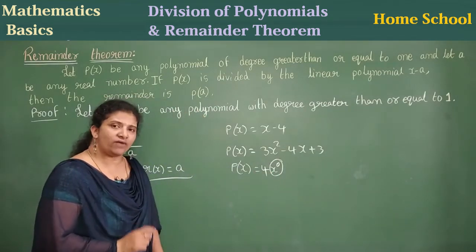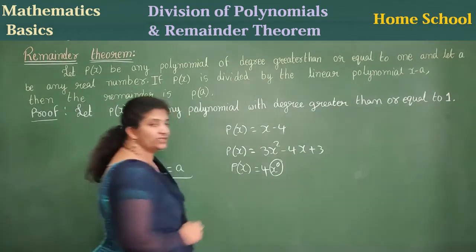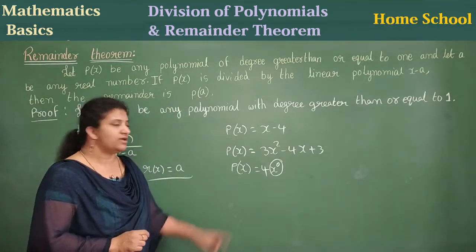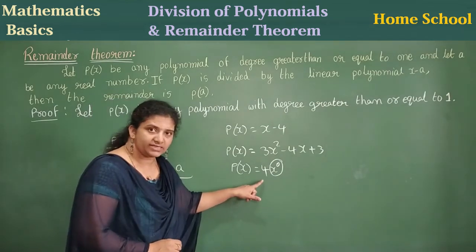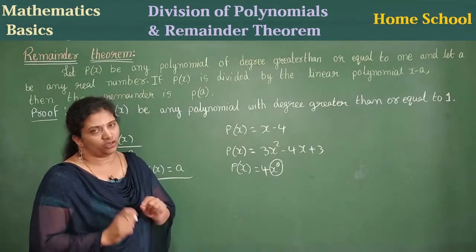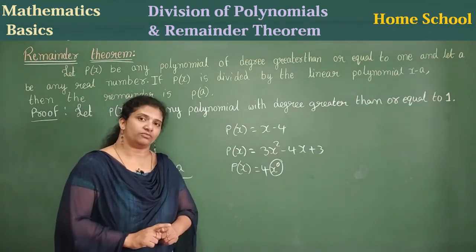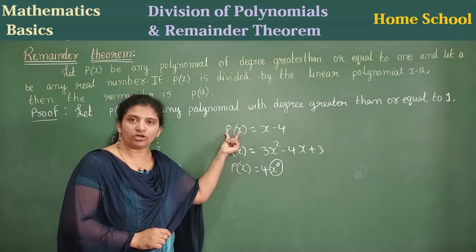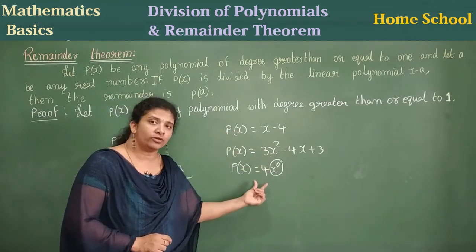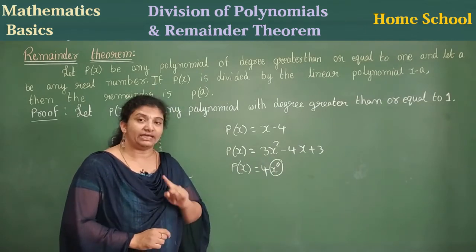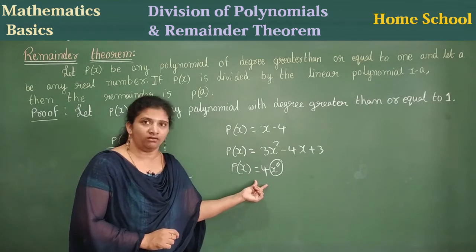X power 0 value is how much? 1. Then what do you need to write for this type of polynomial? Yes, degree is 0 and it is also called a constant polynomial. First, understand the differences between all the polynomials, children. This is a polynomial of degree 1, polynomial of degree 2, polynomial of degree 0. Degree 0 is also called a constant polynomial.